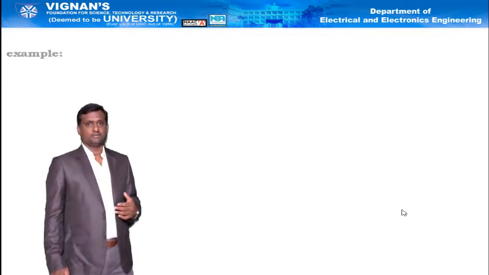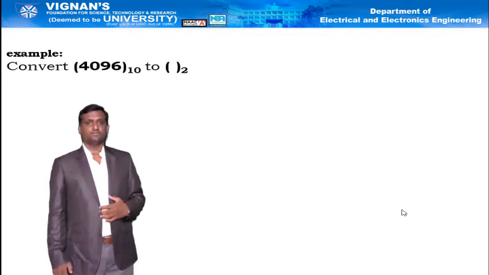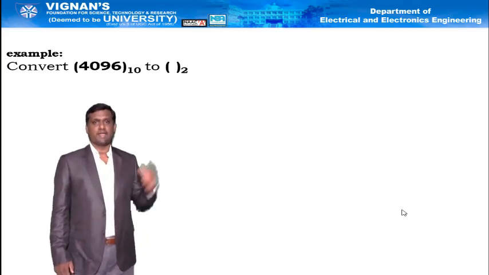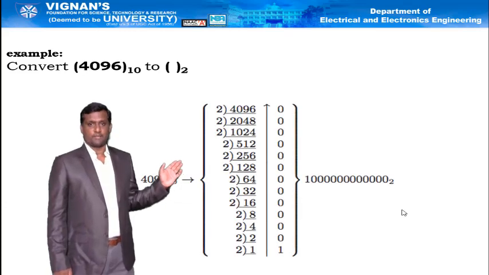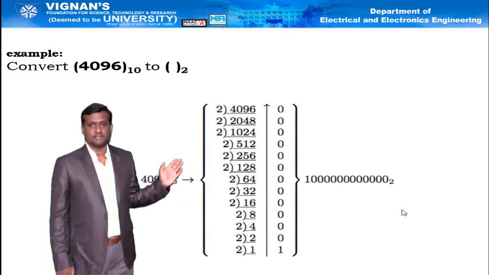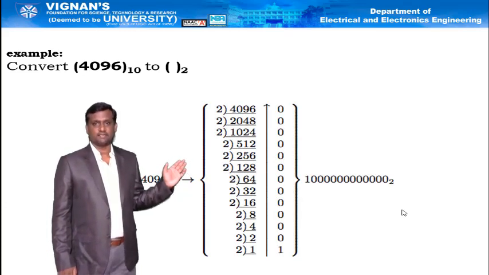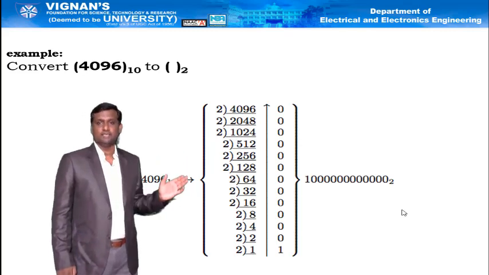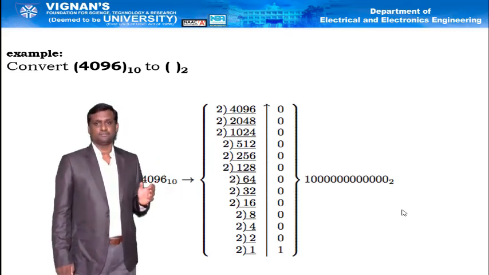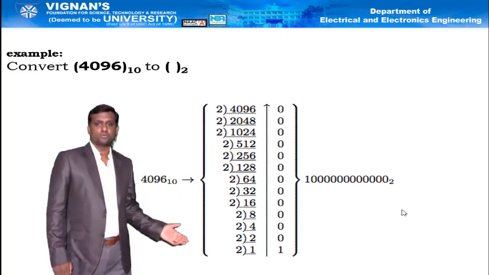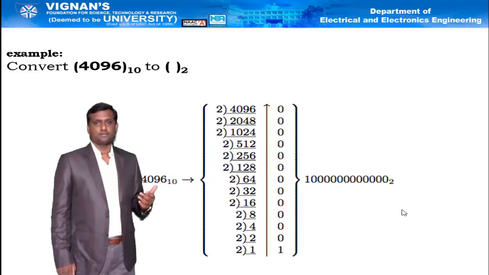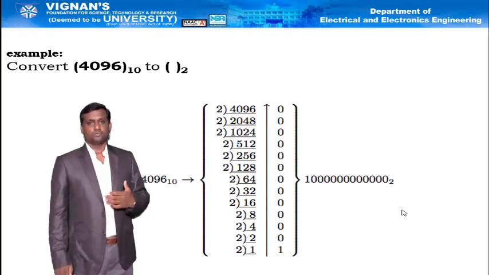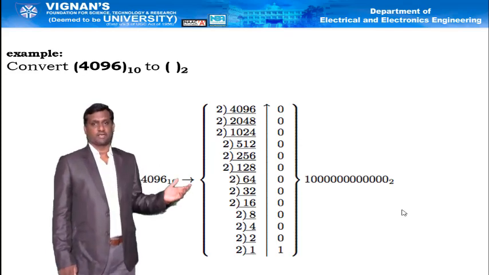The second example, convert 4096 base 10 into base 2. In a similar way to the previous method, this is a successive division method, and note down the remainders and taking the remainders from bottom to top, then we get the respective binary number for a given decimal number.